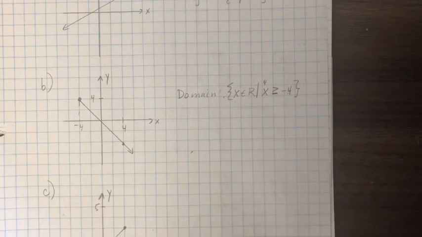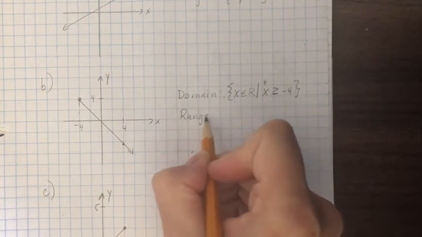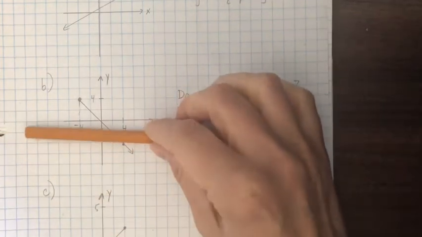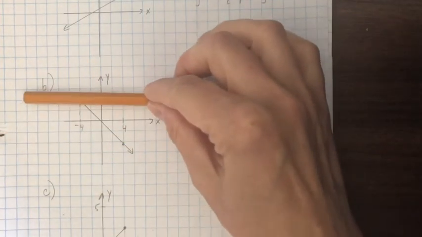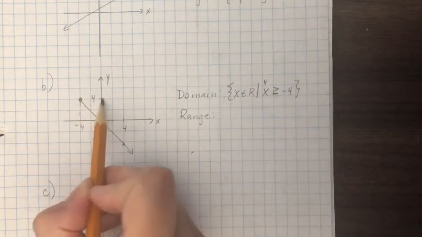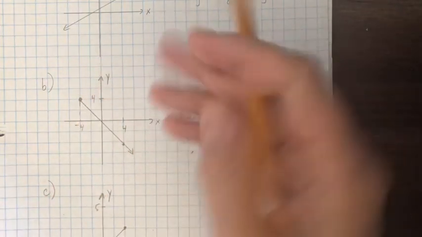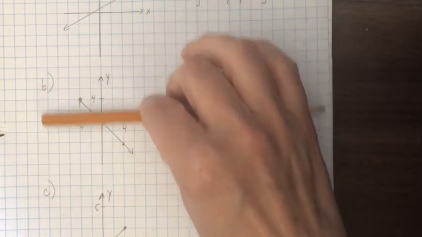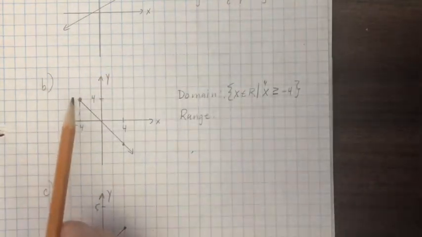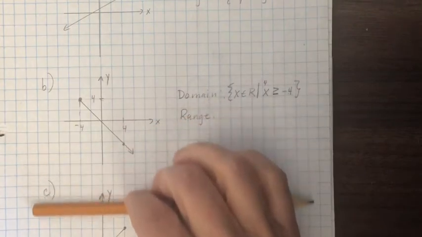Okay? Now let's determine the range. We're going to scan up and down. Scanning up, I see that the line ends here at a y coordinate of 4. So 4 is going to be the highest y coordinate that we can have, okay? Because the rest of the y coordinates are going to be lower since the points are all below this highest point. And scanning down, it's going to continue to grow down.